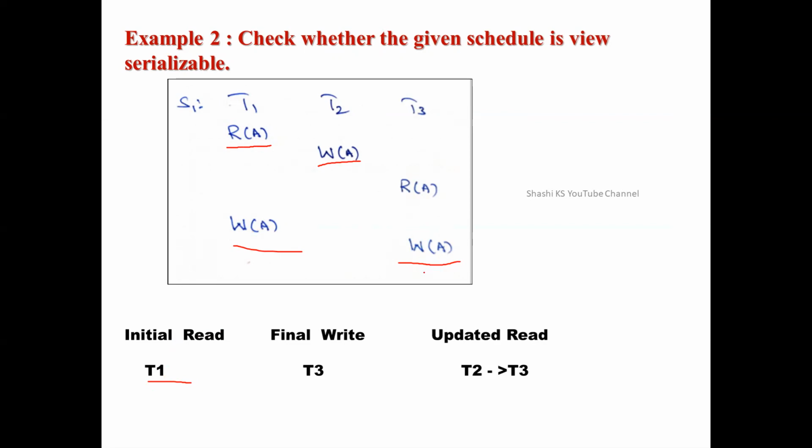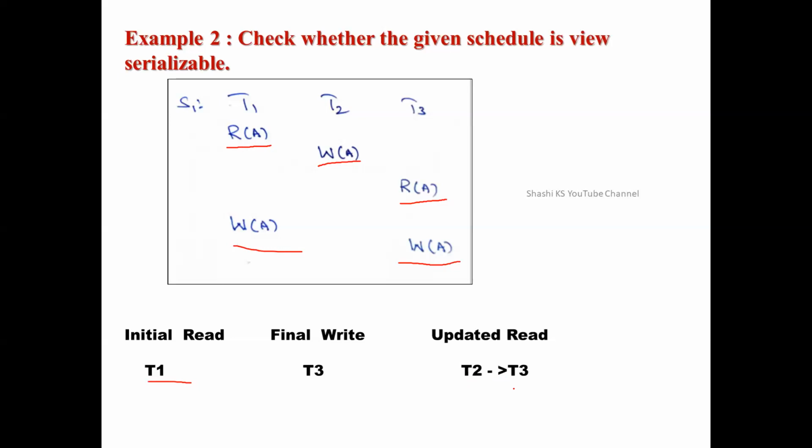And then what is the sequence of updated read operation? There is only one read operation here. T3 is doing an intermediate read operation on the data item A here, and the value of A which it is reading has been updated previously by transaction T2. Okay, so T3 is doing a read operation on the data item A which has been updated by transaction T2. So the updated read sequence is T2 to T3.